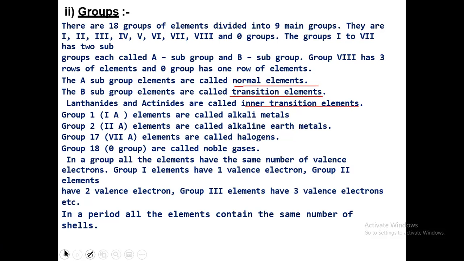In a group, all the elements have the same number of valence electrons. In group 1, elements have 1 valence electron, and group 2 elements have 2 valence electrons. Group 3 elements have 3 valence electrons, and so on. In a period, all the elements contain the same number of shells.